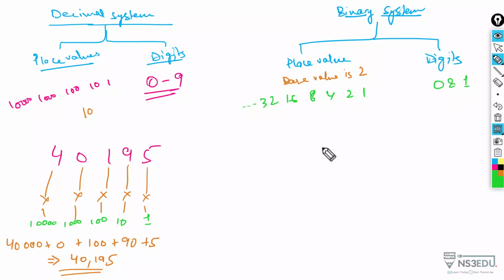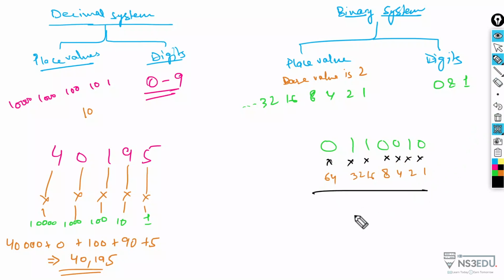Now I'm going to take a number here, something like this. And I'm going to place values here. So it will be 32, 16, 8, 4, 2, 1, or just let's do it this way: ones, 2, 4, 8, 16, 32, 64. Now I'm going to multiply them, the same thing I was doing in the decimal system. I'm going to get a value.